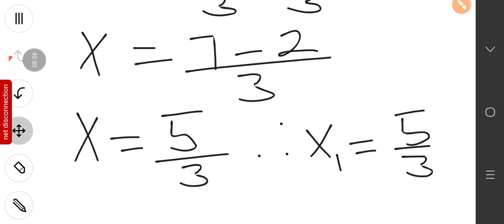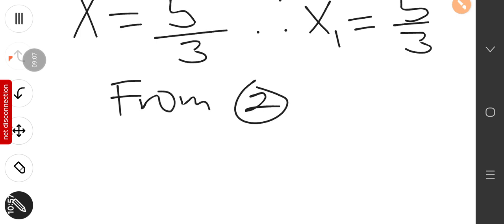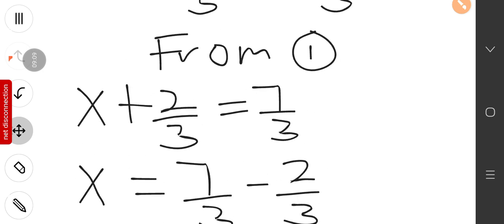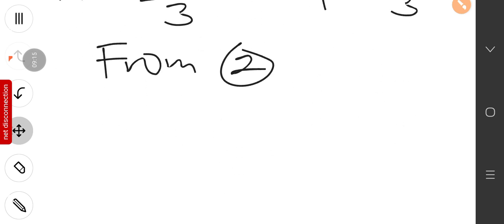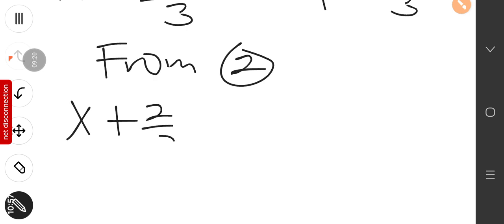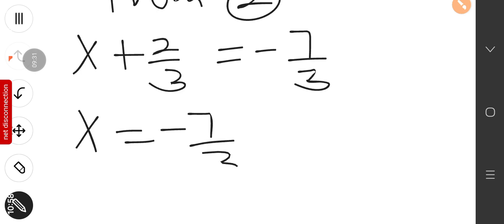And let's look for the other component of x, or let's look for x2. So from equation 2, let's go and check equation 2. What is there? Now we have x + 2/3 equals minus 7/3. Now let's work this out. So you have x equals minus 7/3 minus 2/3.